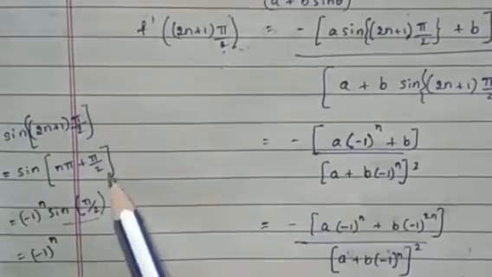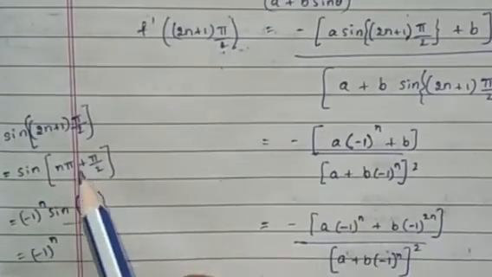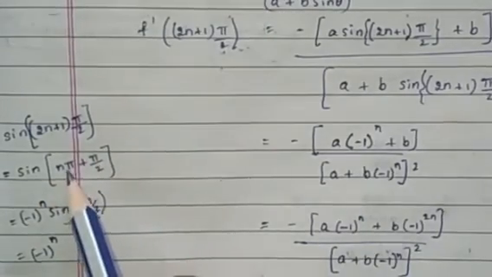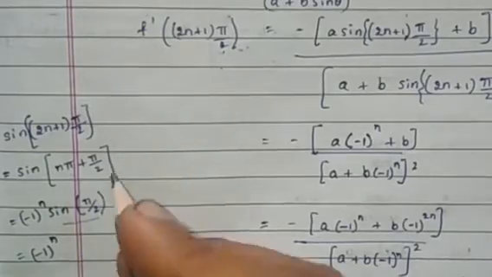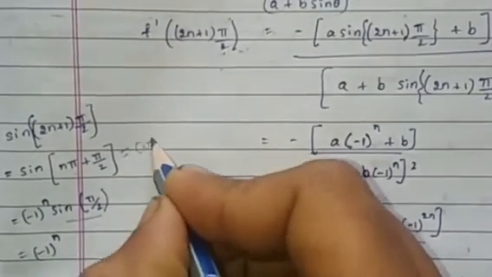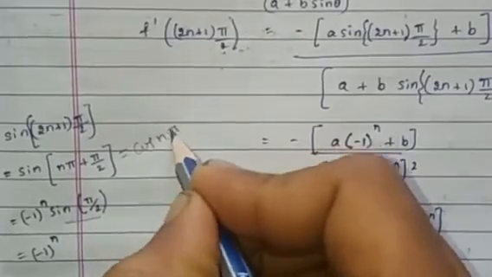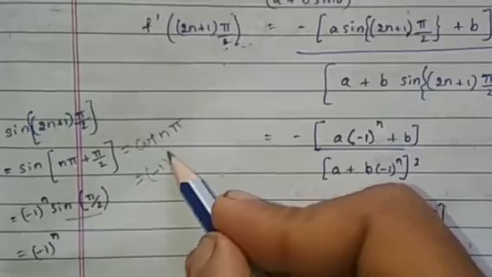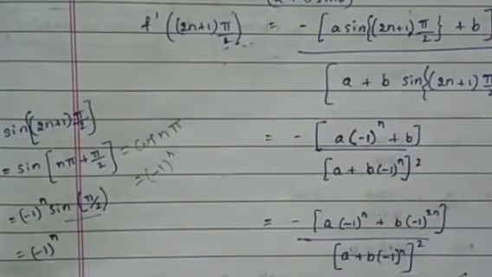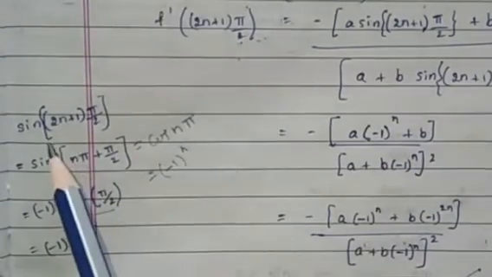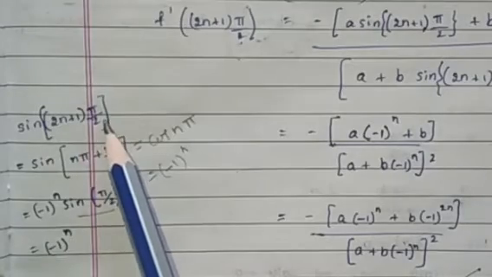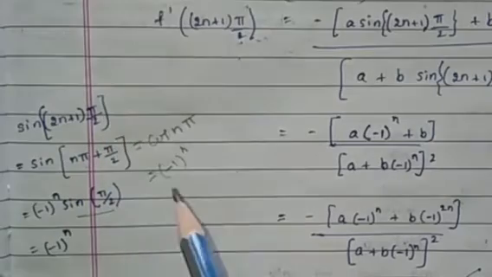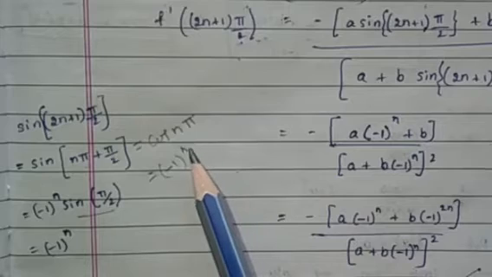Otherwise, another way to say it is, sin of n pi plus pi by 2 is in the format of sin 90 plus theta, which is nothing but cos theta. So cos n pi value is minus 1 all to the power n. So, what is the value of sin of 2n plus 1 pi by 2? It is minus 1 all to the power n.